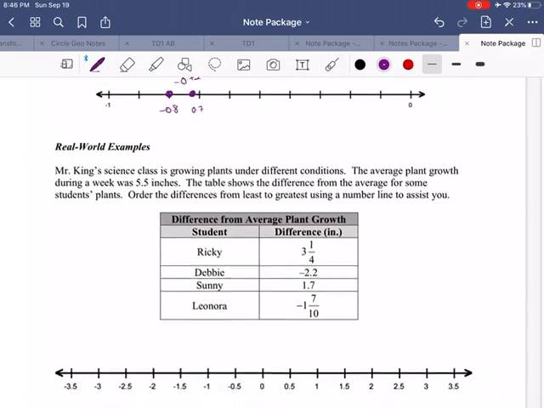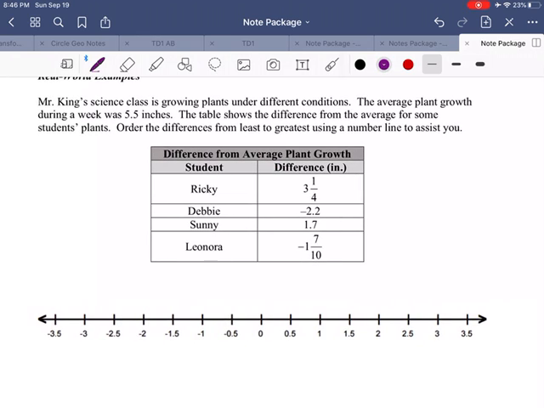All right, Mr. King, maybe some of you have him for science, but his class is growing plants under different conditions. The average plant growth during a week was 5.5 inches. The table shows the difference from the average for some students' plants. We're going to order them from least to greatest.